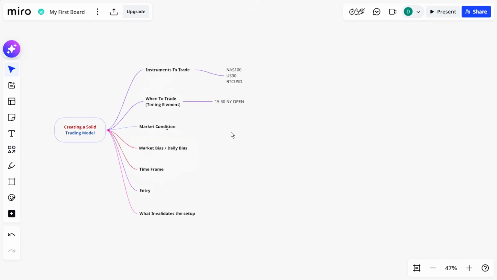So there are different market conditions out there. There is the choppy market condition, low volatile market condition, high volatile market condition, and clear market condition in terms of direction and all that.